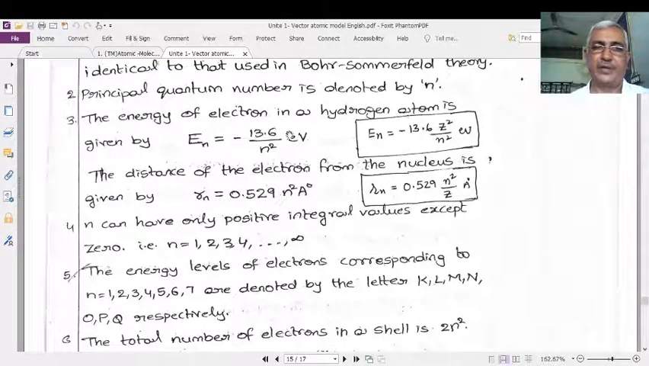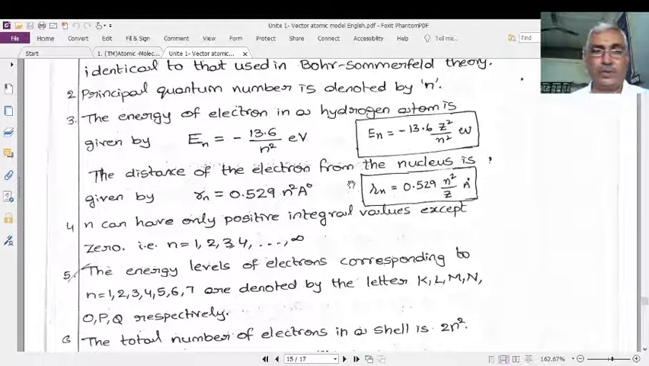This is for hydrogen. If you want the energy of the electron in the first orbit, you can put n is equal to 1. Then once n is equal to 2 is substituted, you will get the energy of the electron in the second orbit. Likewise, you will get the energies in the hydrogen atom, and this is for all atoms.